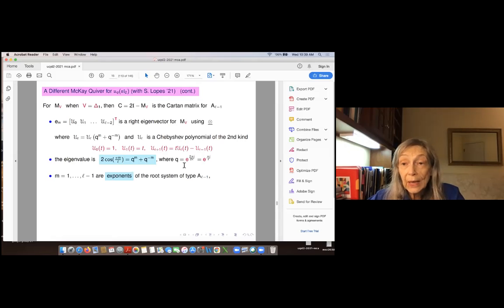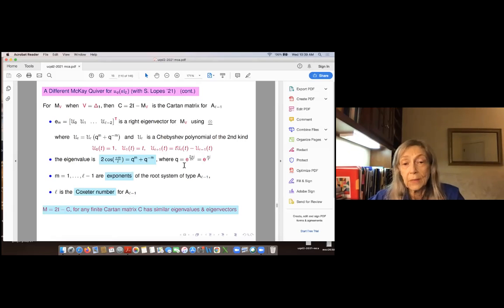The m's are the exponents of the root system of the Dynkin diagram, and l is the Coxeter number. For any finite Cartan matrix, you have similar eigenvalues and similar eigenvectors. This is in a paper of Etingof and Khovanov, 95.